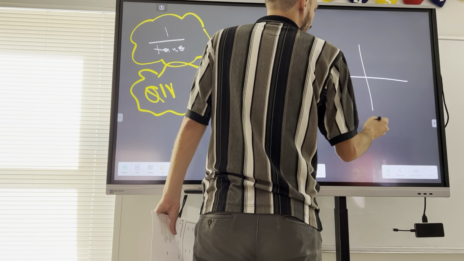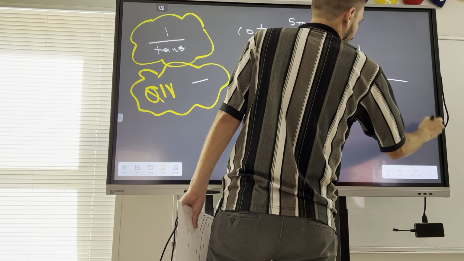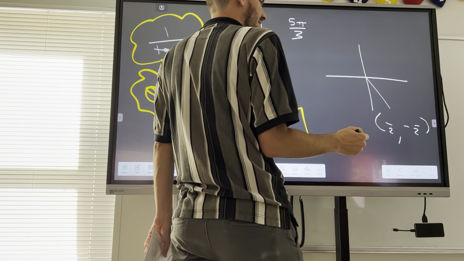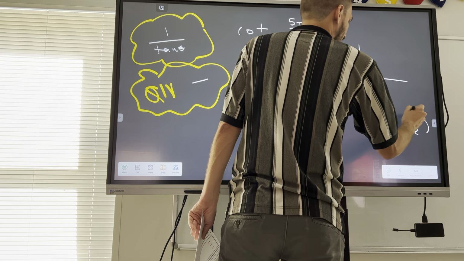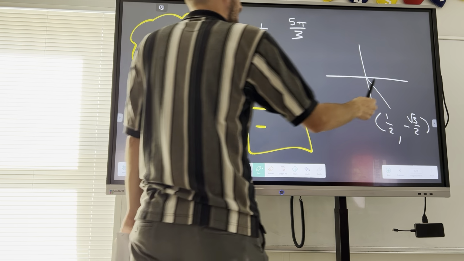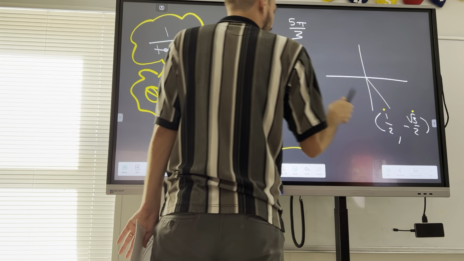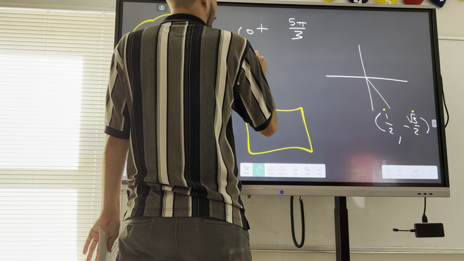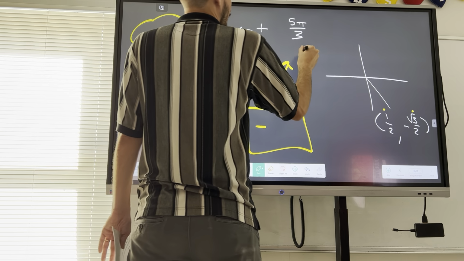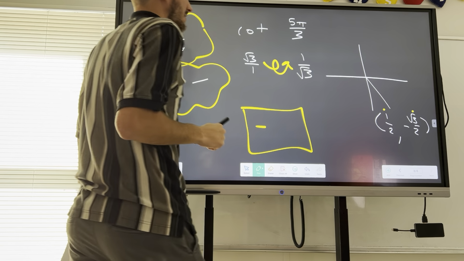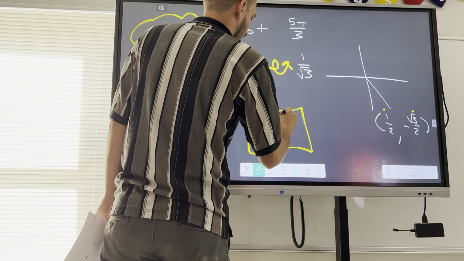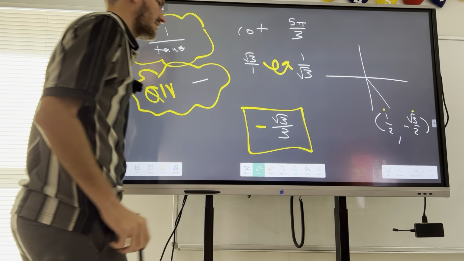5 pi thirds is going to be down here. Everything's divided by 2. It has a negative y value. This one is 1 and then square root 3. Tangent normally is to grab the y divided by the x, square root 3 over 1, but cotangent is the other way around. 1 over square root 3. And the best way to write that is square root 3 over 3.